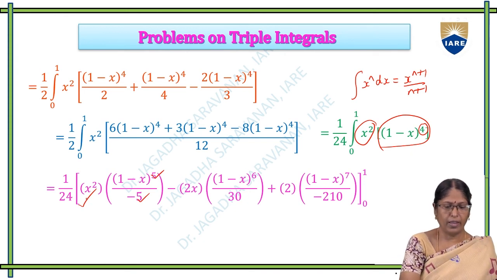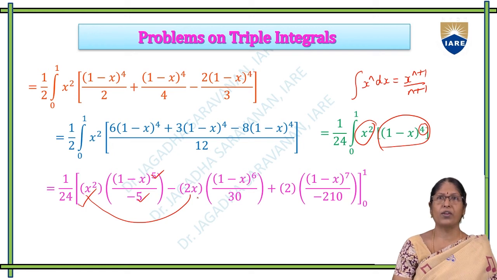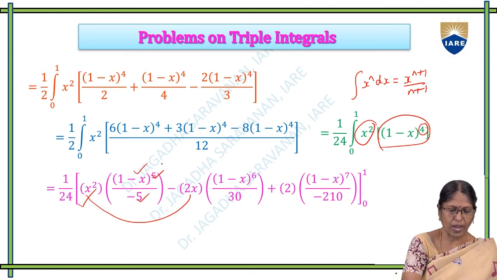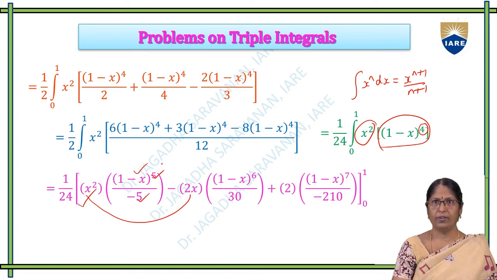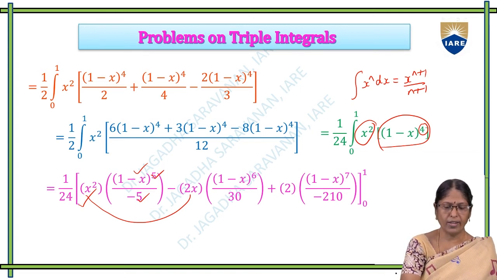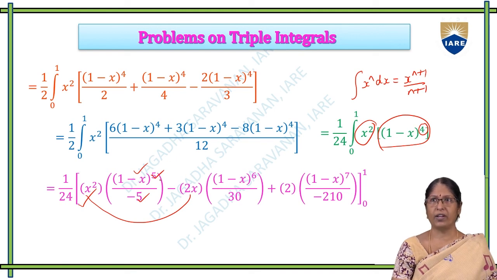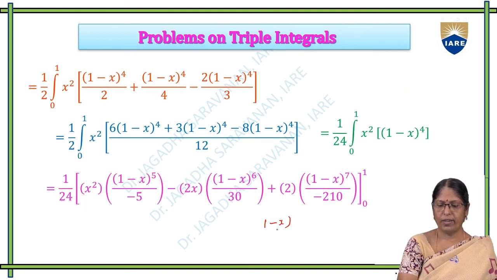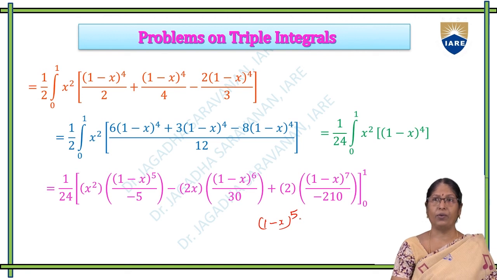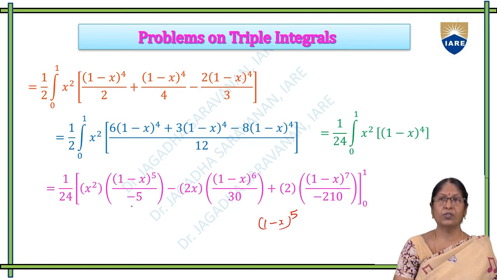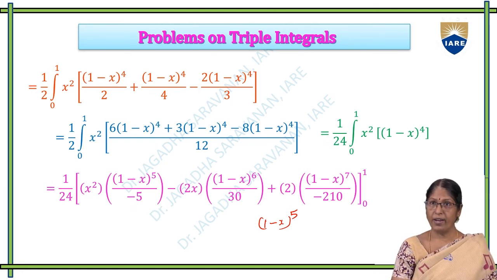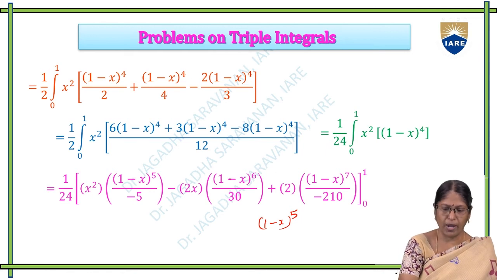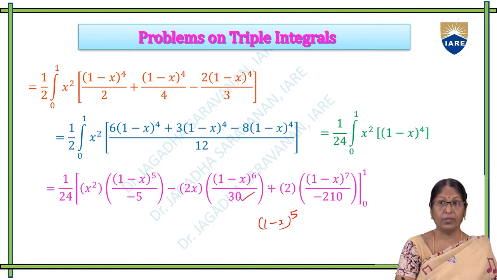Next, x square, the differentiation is 2x. Next, this we have to do the integration. Now, 1 minus x the whole power 5 integration we want. 1 minus x the whole power 5 integral we want. So 5 plus 1, 6. 6 by 6. But already minus 5 it is there. Minus 30. This minus put together, it has become 30.